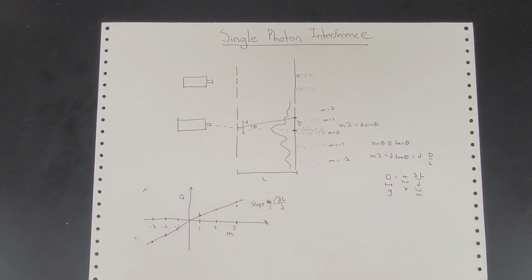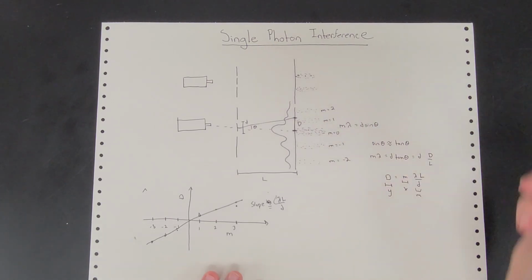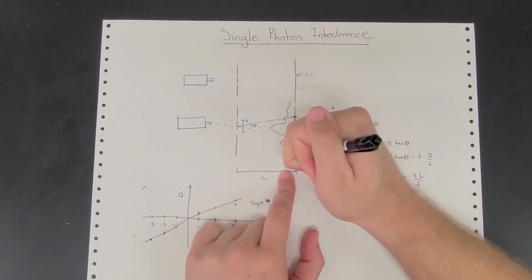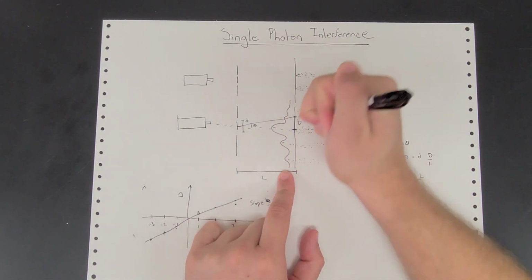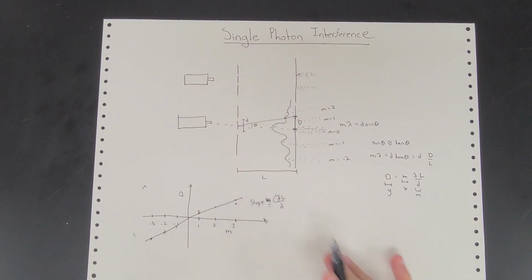Okay, so that's simple enough, but now how are we going to go about finding these distances? Okay, so that's the whole point of this lab: to be able to make a graph that looks something like this and find the positions of each of these diffraction orders. And then from those positions, we can make our graph here and then get the wavelength.